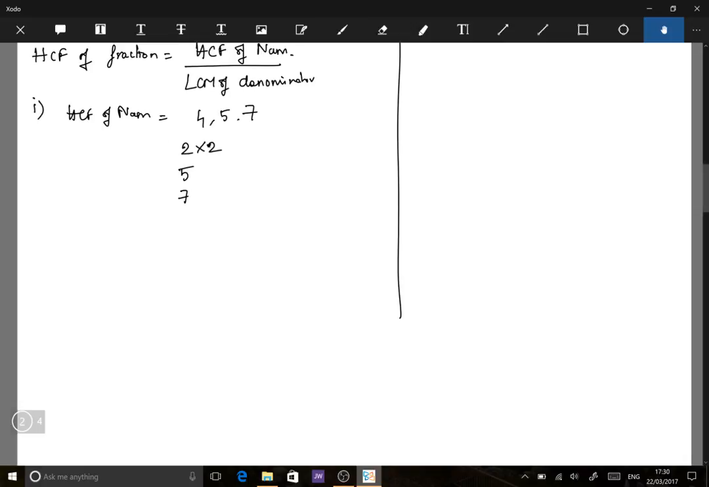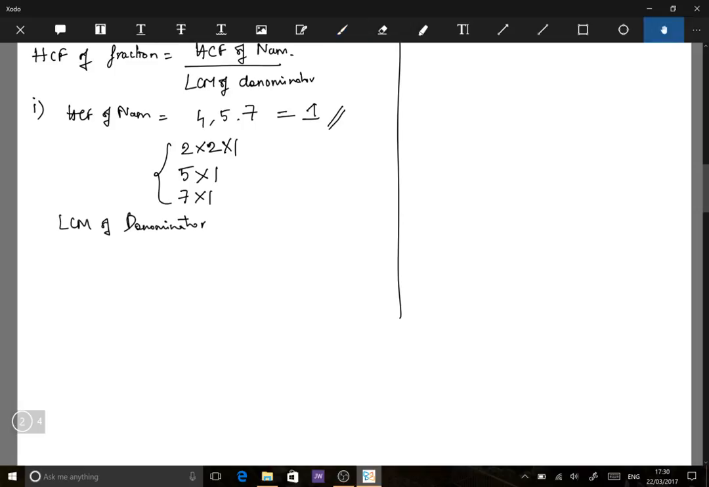So there is no common factor. What can I do? I can write 1 in all the numbers. See, everything looks similar, right? So multiplying it by 1 doesn't change the question. So the common factor here is 1. So HCF is equal to 1. Okay, now LCM of denominator. So how can I find the LCM of denominator?